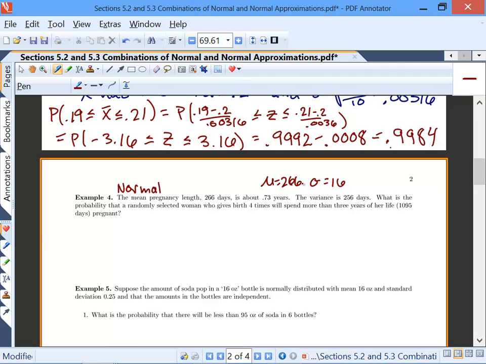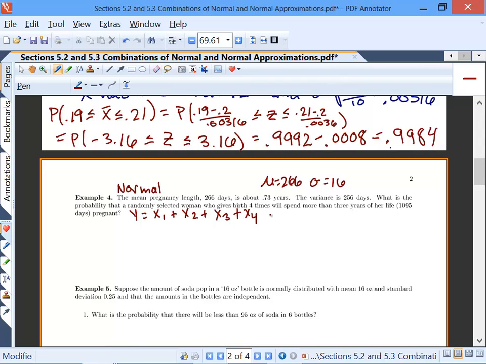Now we're looking for the probability that a randomly selected woman who gives birth 4 times will spend more than 3 years of her life pregnant. First, you have to ask what giving birth 4 times means. It means we have x1, and so let's make a new random variable, let's call it y, or any other letter you want to pick. It means you take the first pregnancy plus the second plus the third plus the fourth. Why does it make sense to add the pregnancies and not just take the first one times 4? Because each pregnancy could be different.